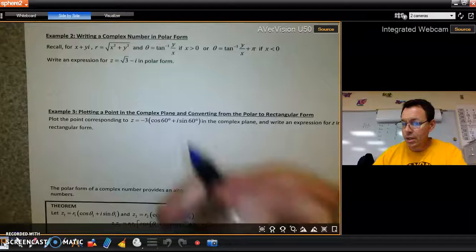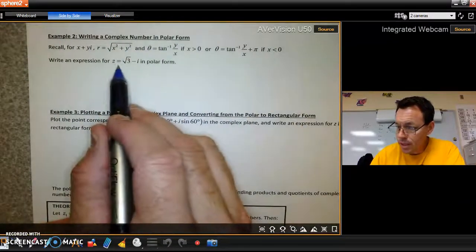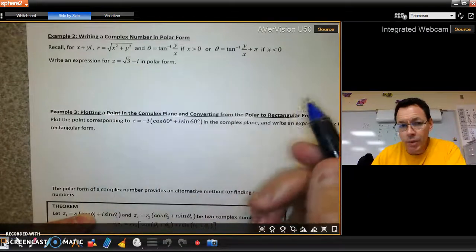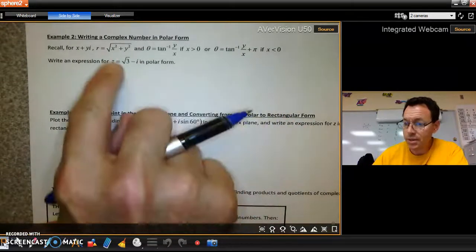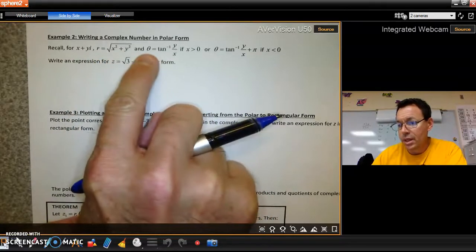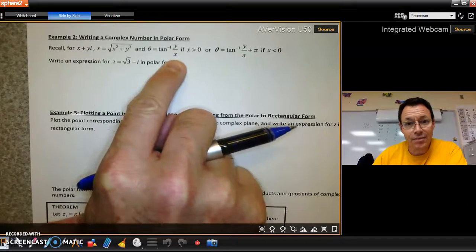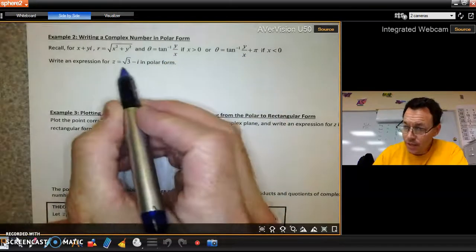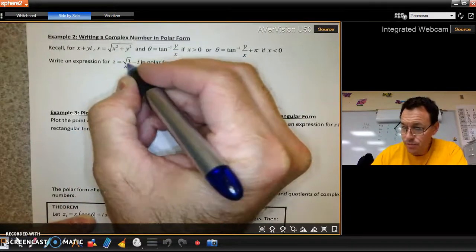Alright, so first thing, writing a complex number in polar form. We're going to take this complex number, so this is an x and this is a y, and we're going to rewrite it in polar form, which means I need an r and I need a theta. Well, we did this before. r is the square root of x squared plus y squared. Theta is the inverse tangent of y over x, unless our x is negative, and then we'll also have to add pi to it to get it into the right quadrant. So when I have this value, my x is radical 3.